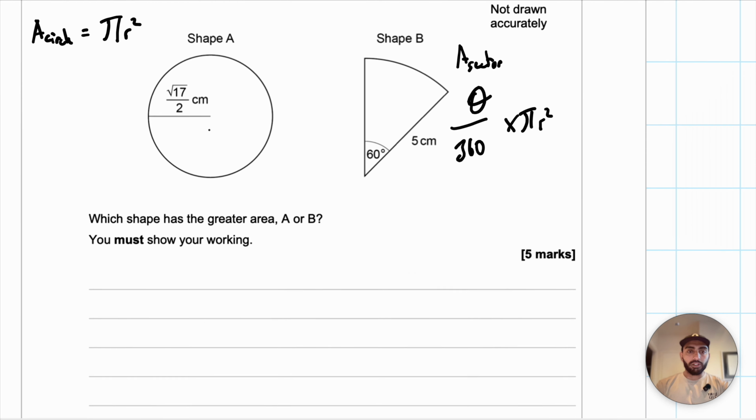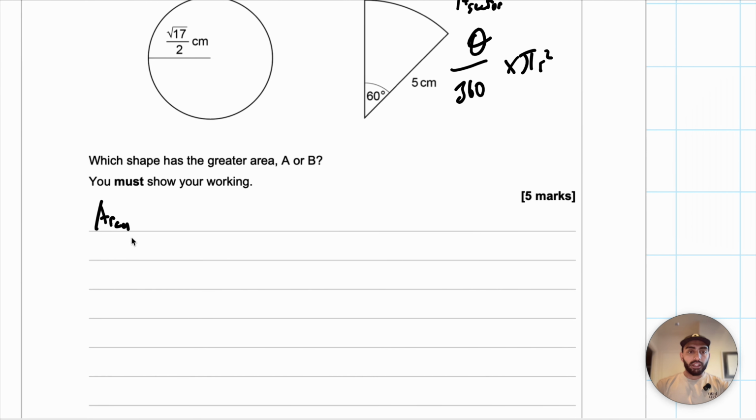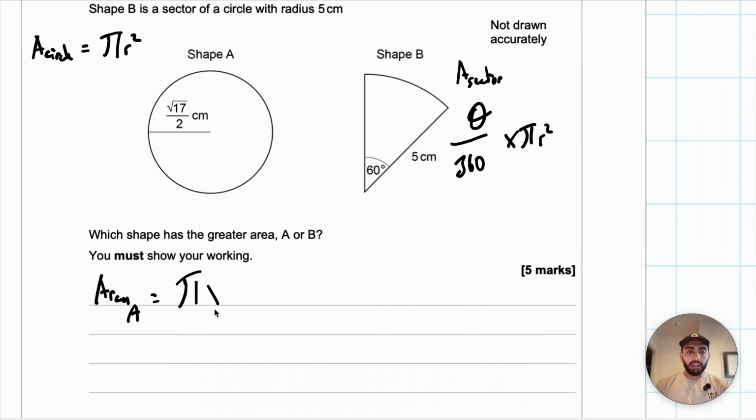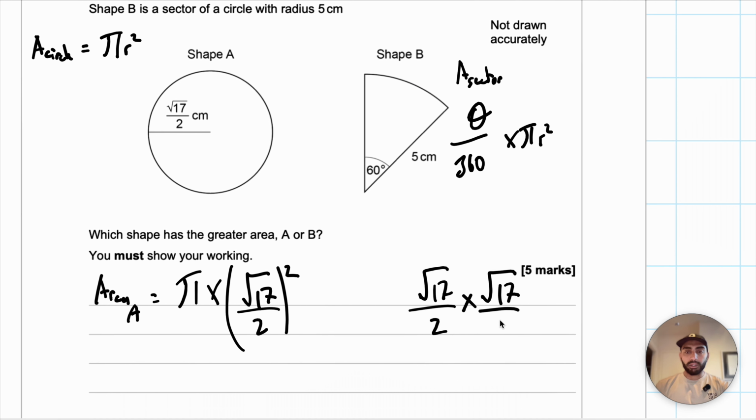Just need to find out the areas now. Let's do the area of A first. So we're doing pi multiplied by r squared. Pi multiplied by root 17 over 2 squared, and keep that in brackets. Here, what we're actually doing is root 17 over 2 multiplied by root 17 over 2 because we're squaring it. We're multiplying everything in here by itself.